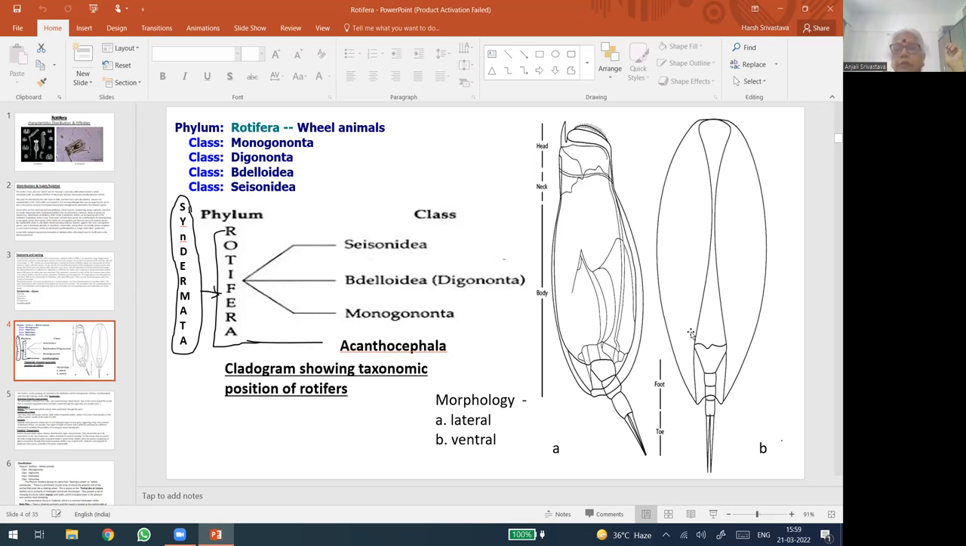And these are the two diagrams showing the general morphology. This is the lateral view and this is the ventral view of a single diagrammatic representation of a typical Rotifera. The body is divisible into head, neck, body and foot. This is the head with the corona having trophi-like jaws. Then this is the neck, this is the body region, and this is the foot region with two toes.